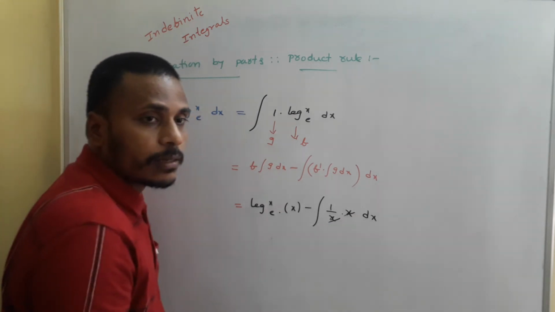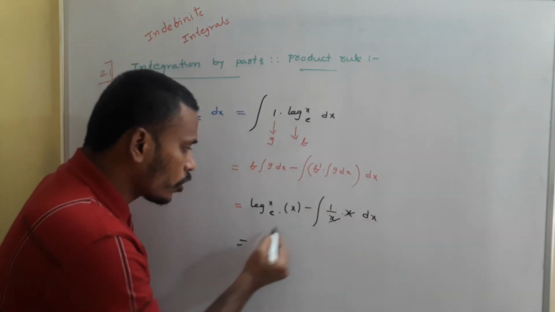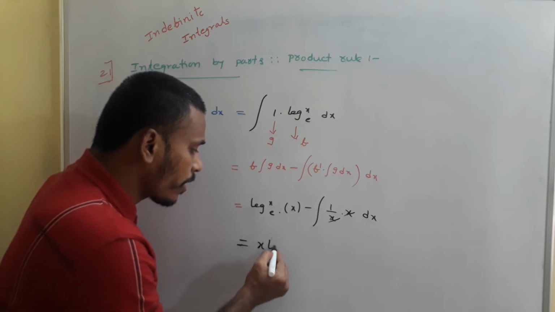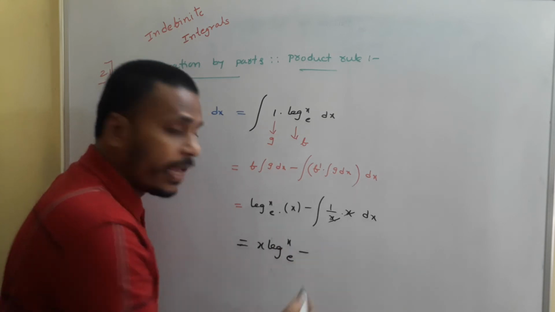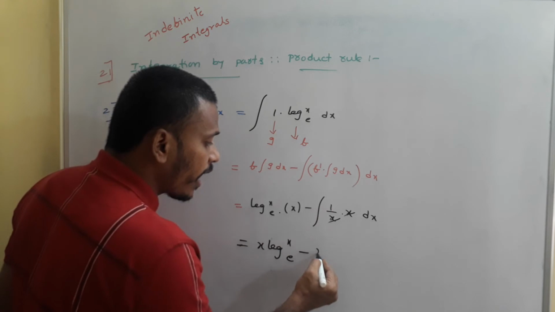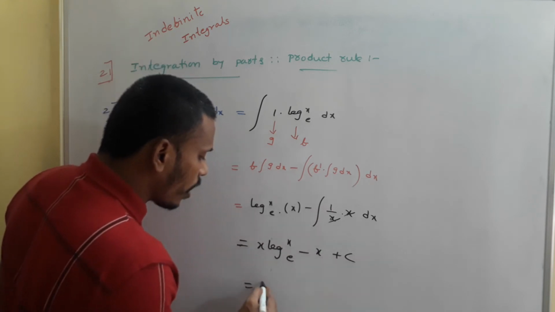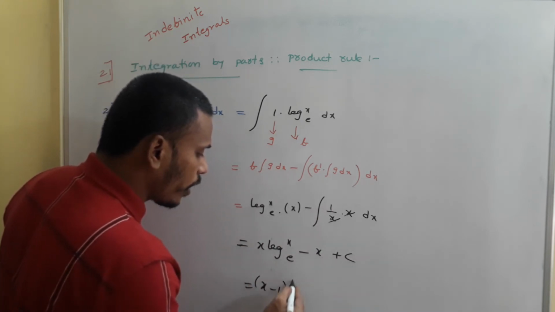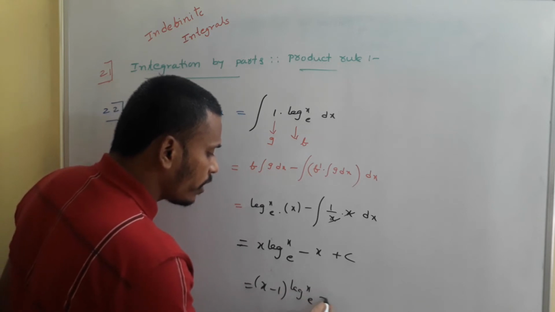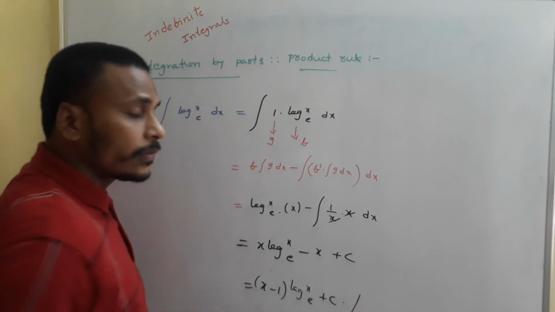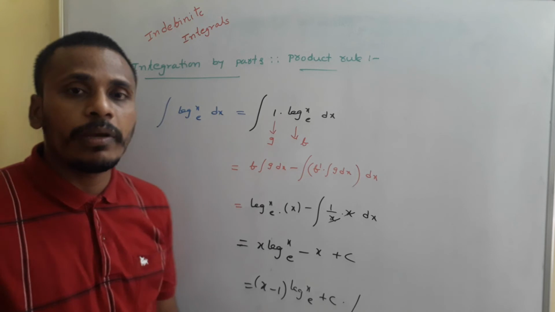Here x and x cancel, then the integral of 1 dx again. So this is x log x to the base e minus the integration of 1, which is again x, plus c. There ends your answer. What is it? (x minus 1) into log x to the base e plus c. That is the integral of log x to the base e dx.